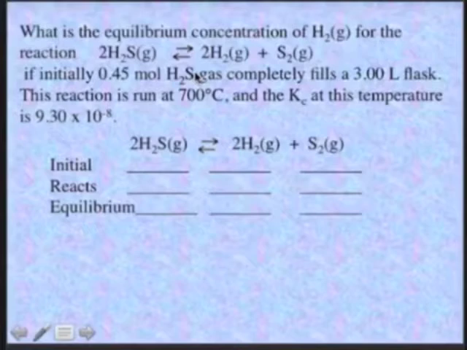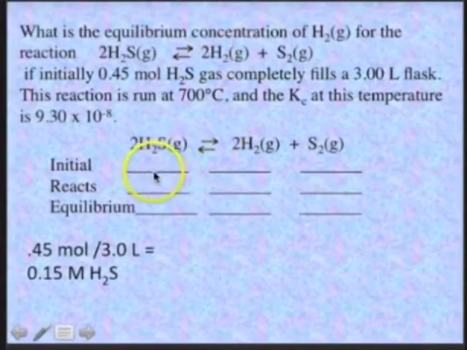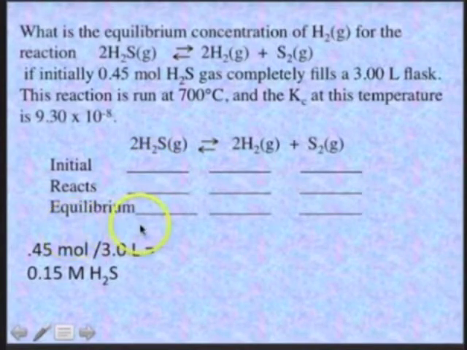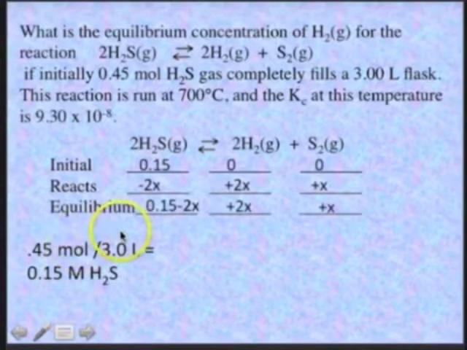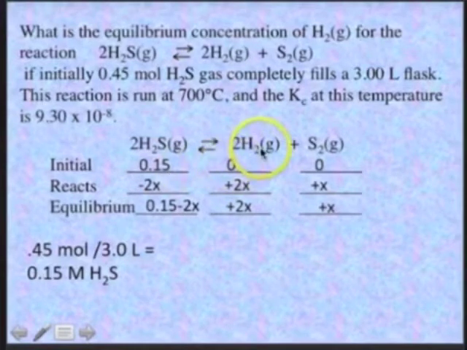All right, so let's first figure out, remember that in our grid we're going to put molarity, not moles, but moles per liter. So the first thing we need to do is figure molarity. We have 0.45 moles, 3 liters, that's 0.15 molar. And now we can fill out our initial reaction equilibrium grid. We start with initial concentration of 0.15 for the H2S, the reagent. We don't have any H2 or S2.